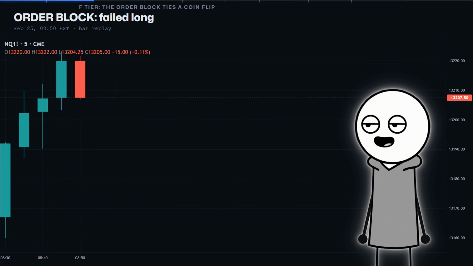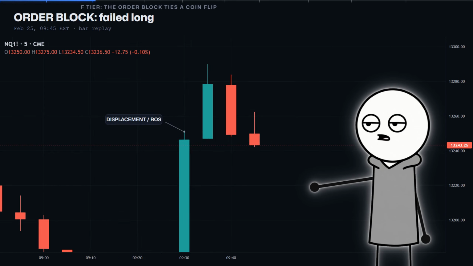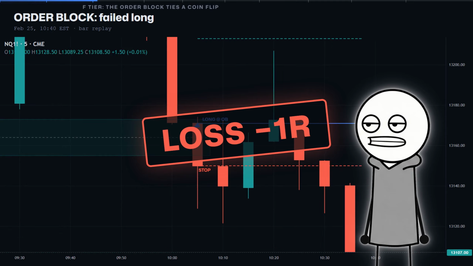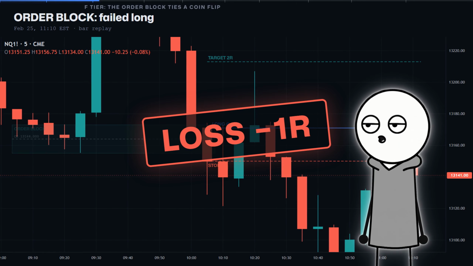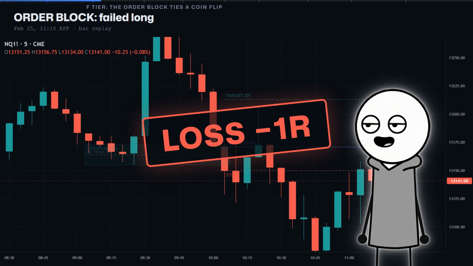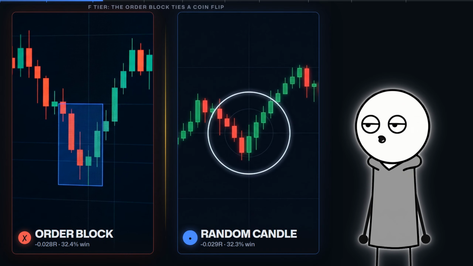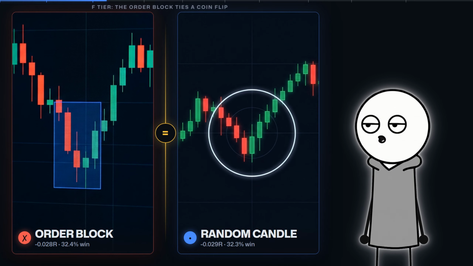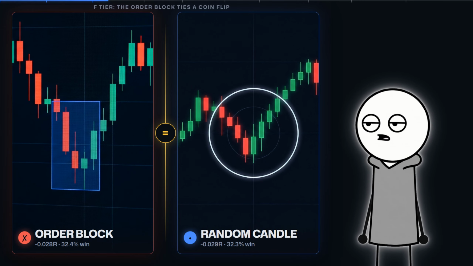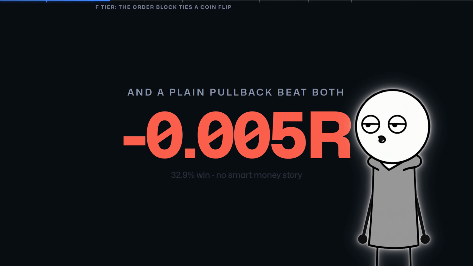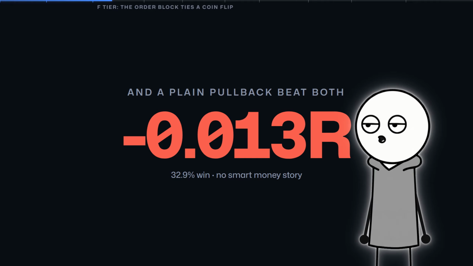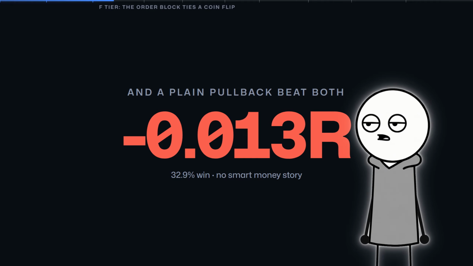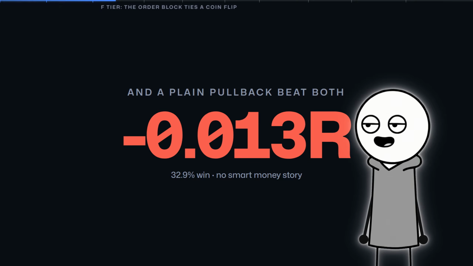Number 1, and it is the big one, the order block. The most popular concept in ICT, full stop. The last candle before a strong move, the footprint of smart money, the zone you were told institutions will defend. We found 75,000 of them across 5 years, traded them exactly as taught, and they lost. Minus 2.8 cents on every dollar risked, a 32% win rate at 2 to 1.